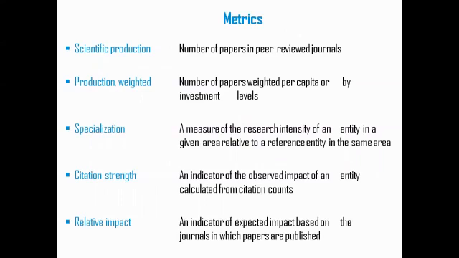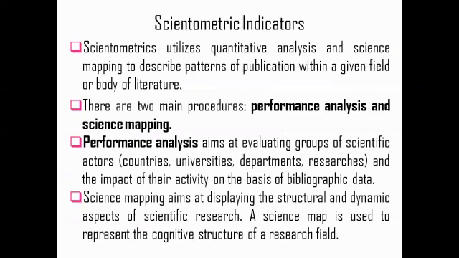Here I'm going to explain in a different dynamic what kind of metrics can be applied for what purpose. If you are working with scientific production, it is the number of papers in peer-reviewed journals. For production weighted, it is the number of papers weighted per capita or by investment level. For specialization, it is a measure of the research intensity of an entity in a given area relative to a reference entity in the same area, like citation strength. And relative impact is the expected impact based on the journals in which papers are published.